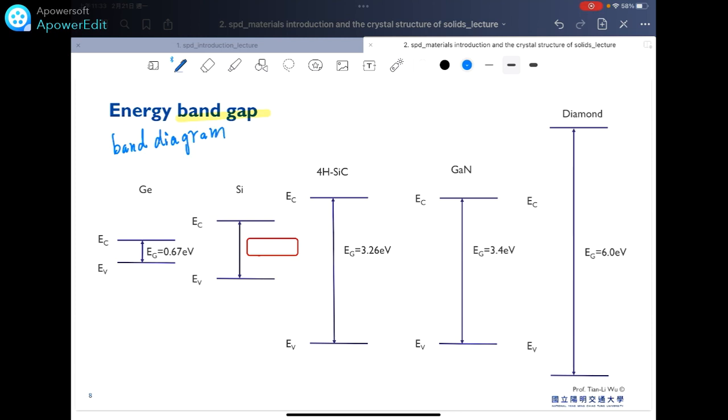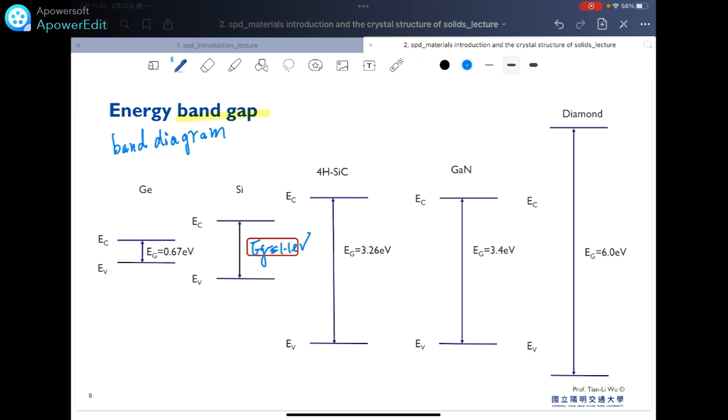So the band diagram is a necessary tool for us to analyze under the different gate bias, because we use that to understand the electron and then the hole transport inside our semiconductor material here. As I say, silicon has a band gap of 1.1 electron volt. That's a typical standard here.